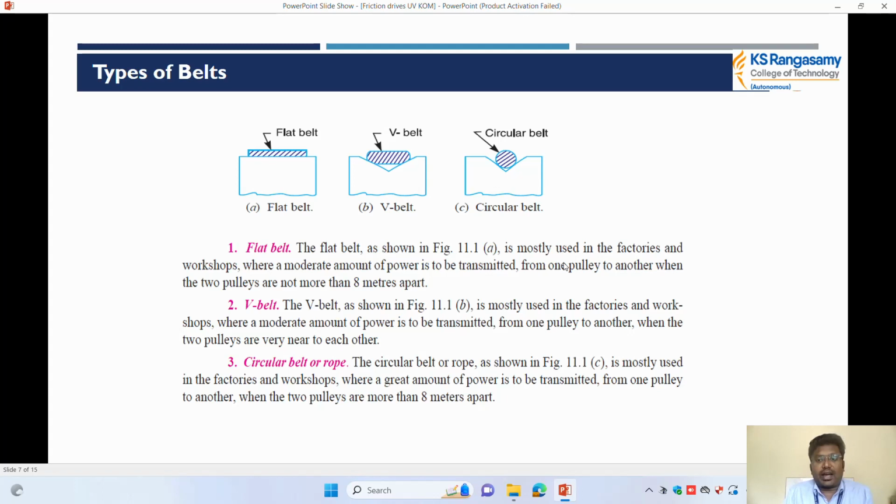It is used in factories and workshops where a moderate amount of power is to be transmitted from one pulley to another when the two pulleys are very near to each other. Compared with the flat belt, the V belt is more flexible. And the last one is the circular belt or rope. The circular belt or rope is mostly used in factories and workshops where a great amount of power is to be transmitted from one pulley to another when the two pulleys are more than 8 meters apart.